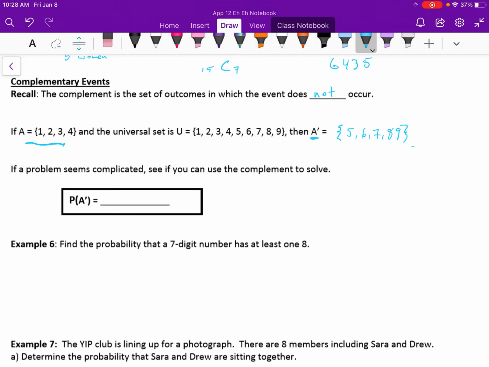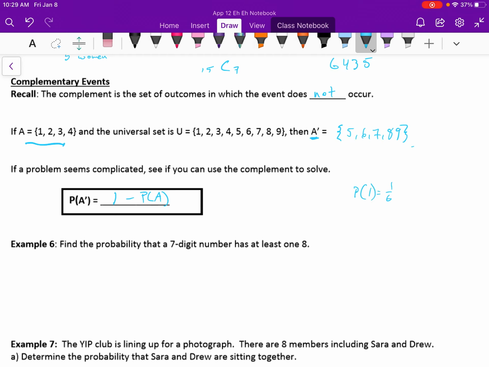So if a problem seems complicated, sometimes it's really useful to see if we can use the complement. Now, the probability of the complement is simply 1 minus the probability of A. I'll give you an example. Rolling a die. What is the probability of rolling not a 1? Well, you know the probability of rolling a 1 occurs once in every 6 times. So we can take 1 and subtract 1/6, and we get that the probability of not rolling a 1 would be 5/6, right?